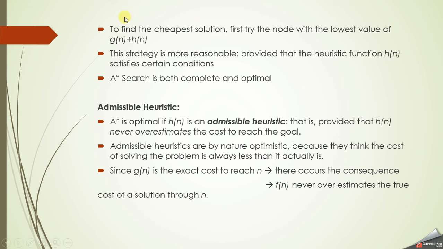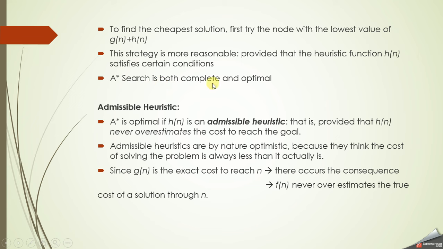So to find the cheapest solution, first try the node with the lowest value of g of n plus h of n. Now it will be very clear with these points. To find the cheapest solution, we are using the formula g of n plus h of n. This strategy is reasonable provided that the heuristic function satisfies certain conditions. A star search is both complete and optimal.